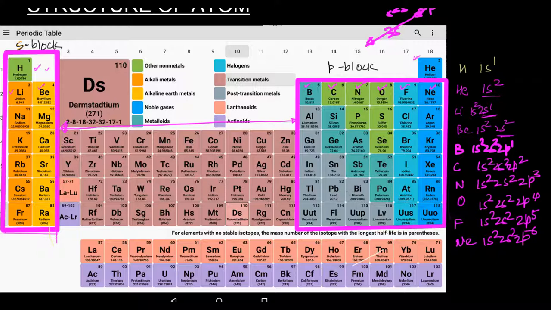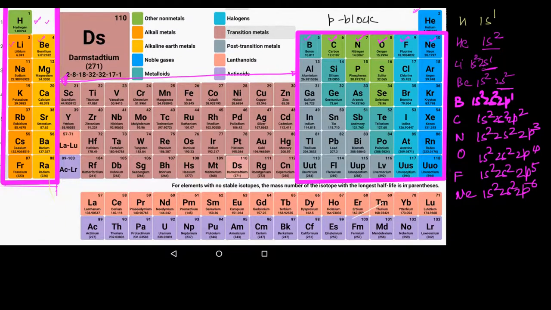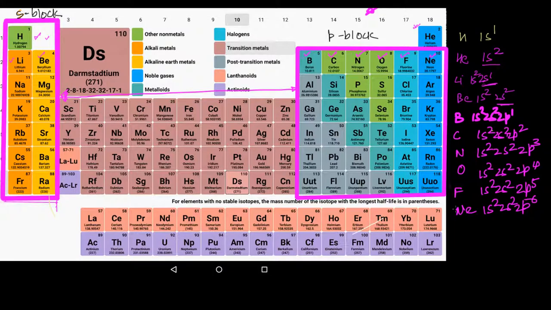After 2p6, we know we have 3s. So after 2p6 we have 3s. This sodium here is 3s. So sodium I'll write as still neon. The core is the same. Neon, and then I'll write 3s1, so that is sodium for you. Get that?